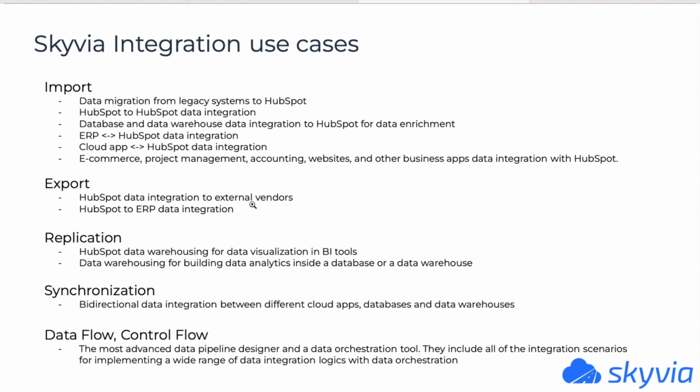Export use cases. Say you want to send certain data to a few different vendors. You can automate the process so that Skyvia will be creating the files in accordance with your requirement and automatically upload them to the file storage of your vendors. Or say you want to import HubSpot data down to your ERP. In case the ERP is not supported by us or another tool, you can use this approach as a workaround.